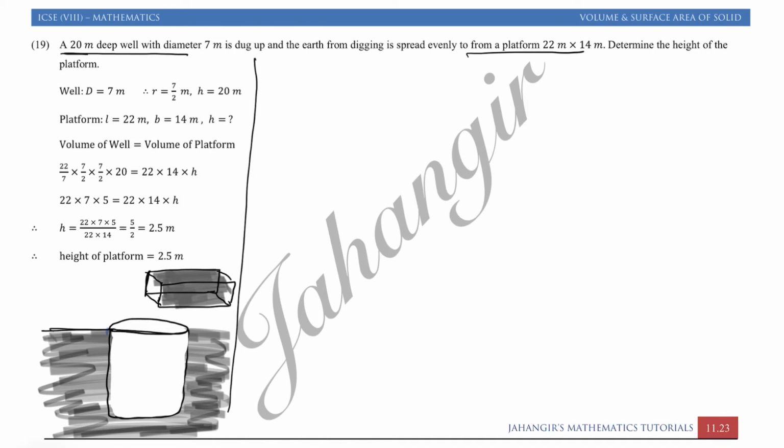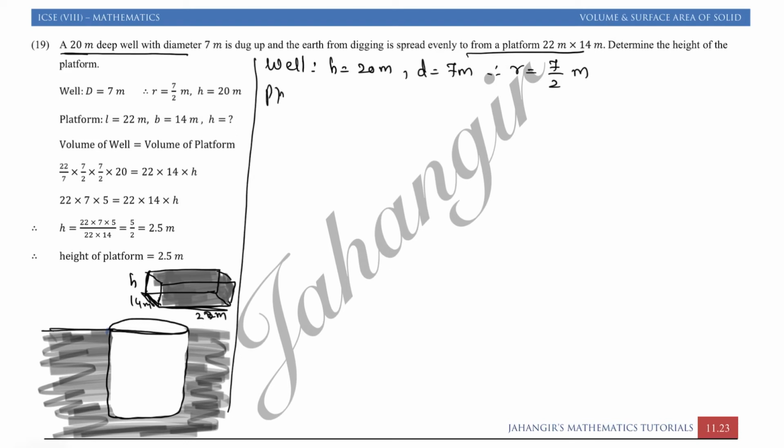So we have to find the height of the platform के how much it has been raised. तो इसकी length breadth we know platform की length is 22 meter, breadth is 14 meter. This is what breadth, this is length, and we have to find height. So here I will write well is 20 meter deep, h is equal to 20 meter, whose diameter is 7 meter. So therefore radius is equal to 7 by 2 meter.